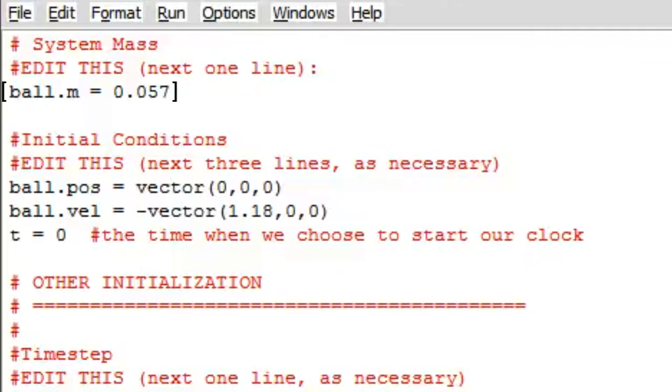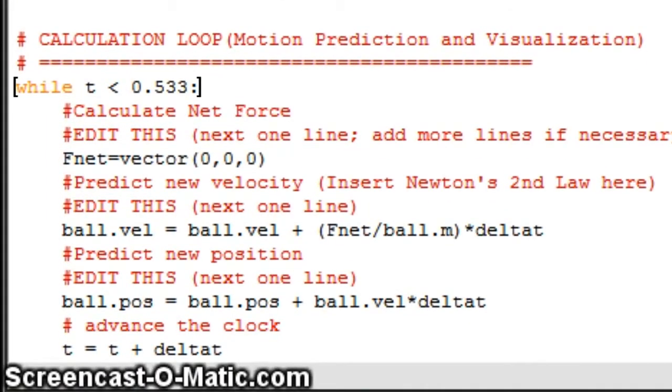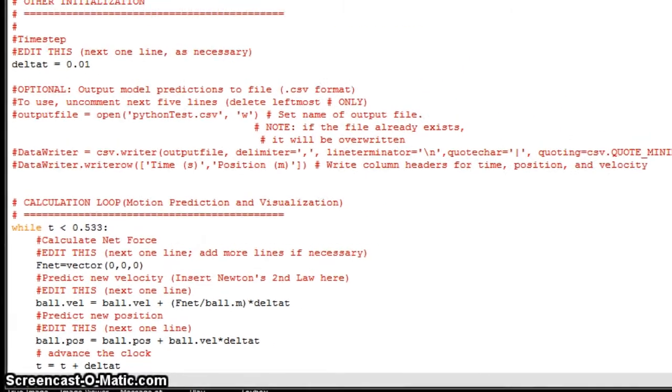As you can see, I have set the ball's mass to 0.057, the initial position to 0x, 0y, and 0z, and the velocity has been set to positive 1.18 in the x direction. The simulation is set to run for 0.533 seconds. The net force is set to 0, and here you can see Newton's second law. And here is the position update formula.